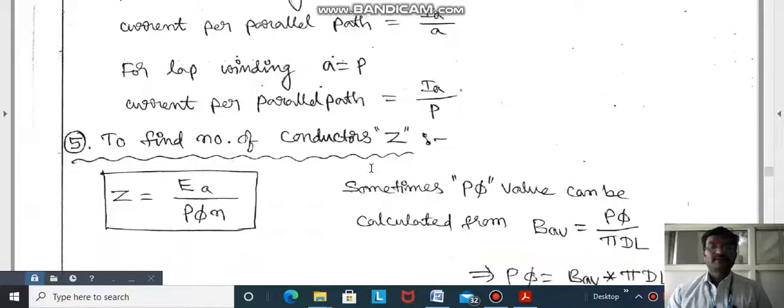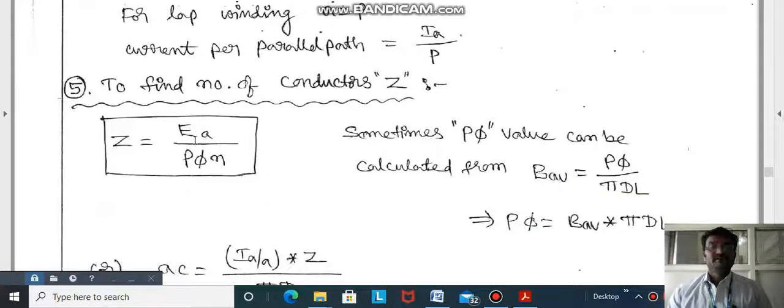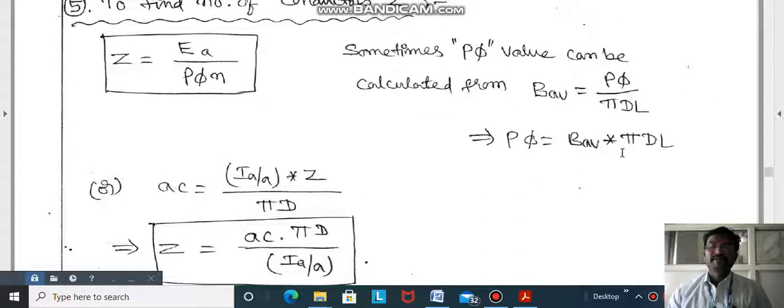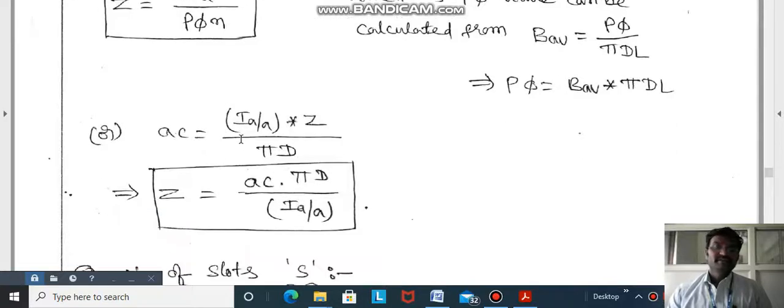To find the number of conductors Z, Z is equal to Ea by P phi N. Sometimes the phi value can be calculated from Bav is equal to P phi by pi D L, so P phi is equal to Bav into pi D L. Then ac is equal to Ia by A multiplied by Z by pi D, so Z is equal to ac pi D by Ia by A.